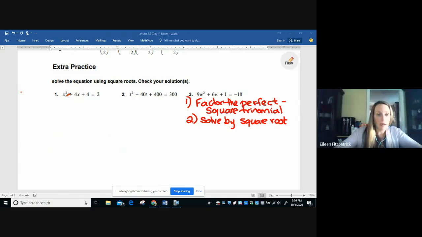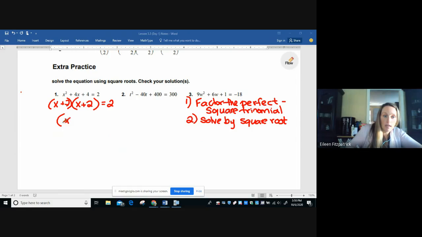Again, if you don't recognize the perfect square trinomial pattern, then you can always just do guess and check. So if I was to do guess and check, I would say to myself, what 2 numbers multiply to 4 and those same 2 numbers add to 4? It would be 2 and 2. So it's x plus 2, x plus 2, and the other side is equal to 2. Because those binomials match, we write it as x plus 2 squared equals 2.